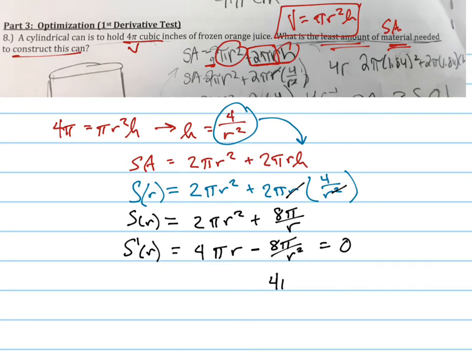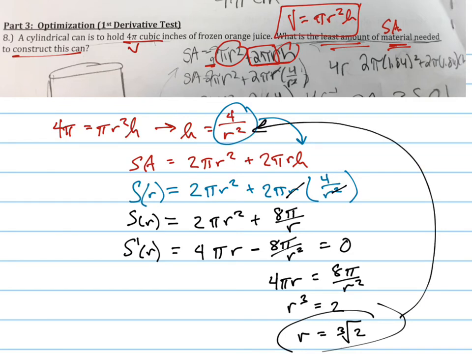So when I solve this, I get 4 pi r equals 8 pi over r squared, multiplied by r squared, divide by 4 pi. So r equals the cube root of 2. If that's your r, then to find your h, plug that back into here. But they're probably going to want to know what is the least amount of surface area, so we actually don't even need to find h. Plug that back into here, because that's your surface area formula.